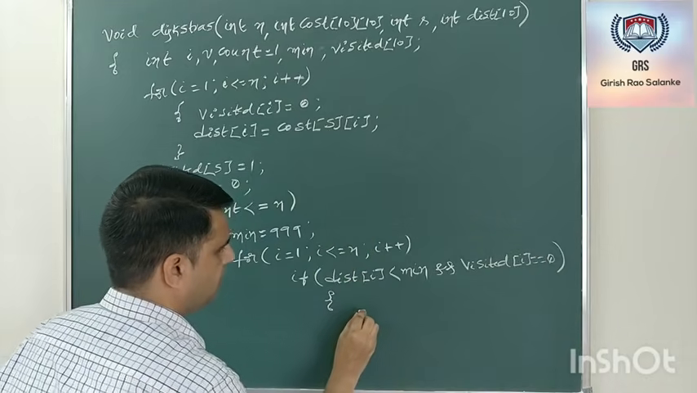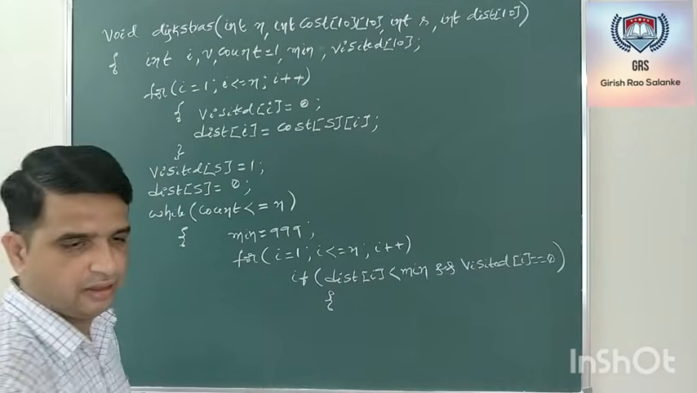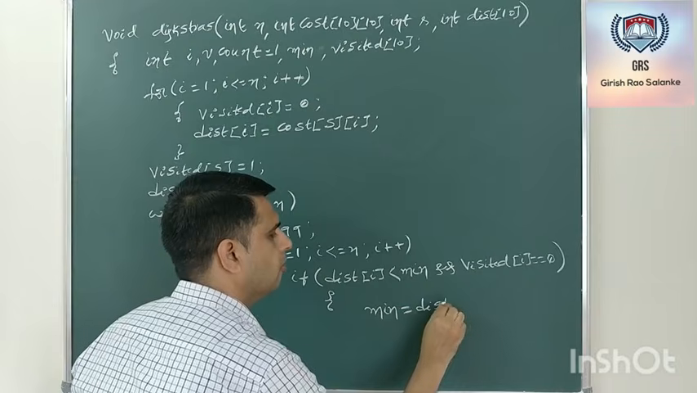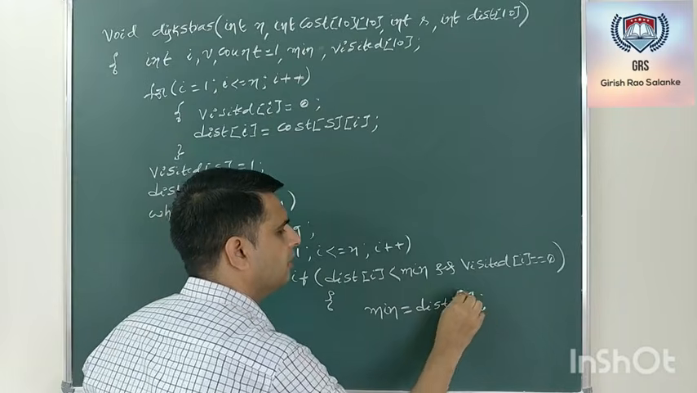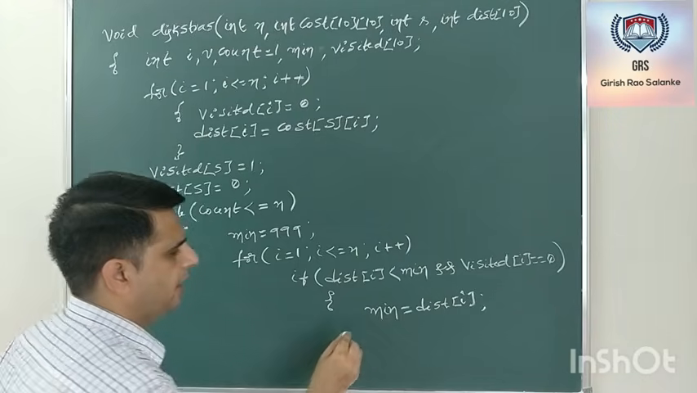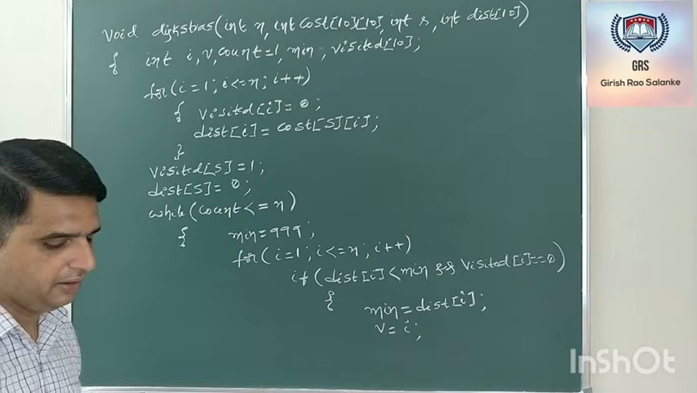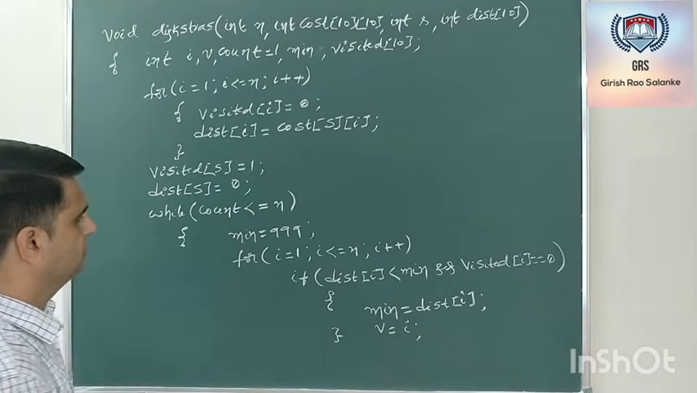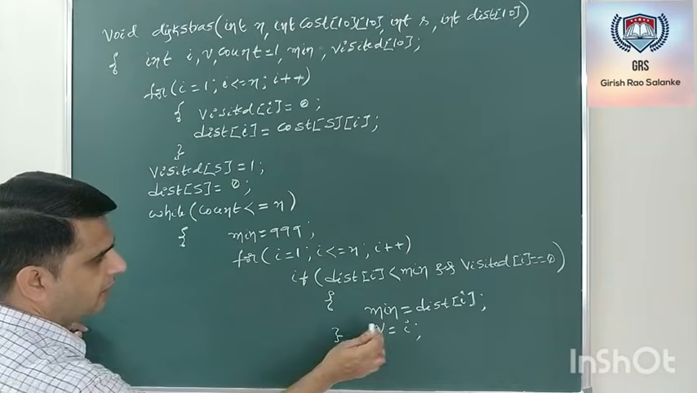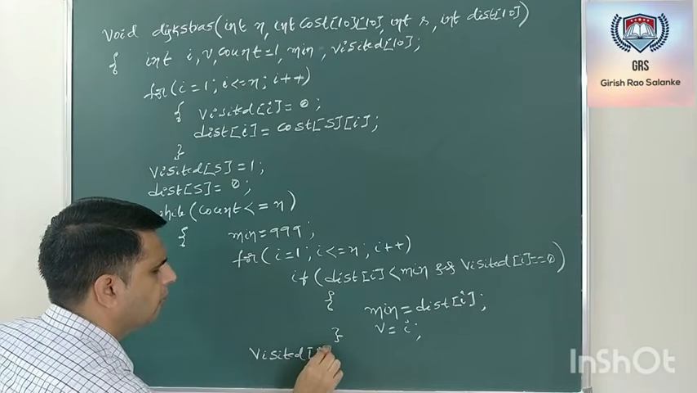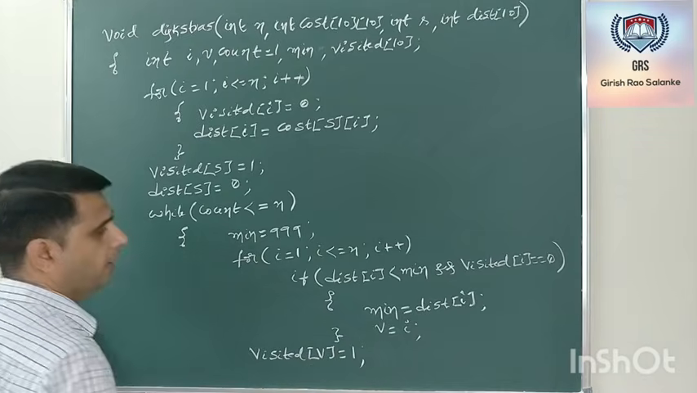Open this if statement. I will make this min is equal to distance of I and I will initialize I to V. I will close this. Now I will mark this V as visited. Visited of V is equal to 1.